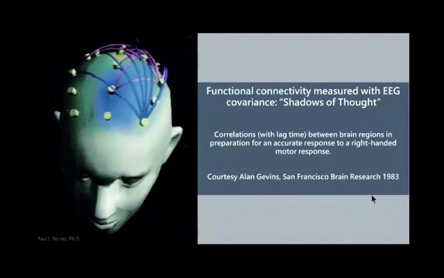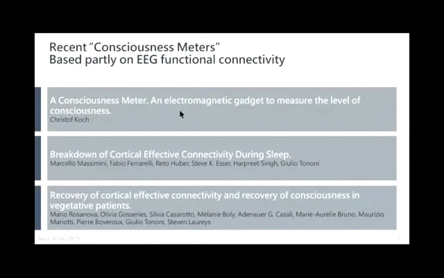Here's an example of functional connectivity measured with EEG covariance, the so-called shadows of thought provided by Alan Gevins. These patterns represent what happens to functional connectivity when some mental task is completed. These functional connectivity measures have been applied in recent consciousness meters, which use EEG patterns to measure depth of consciousness, depth of anesthesia, or depth of coma.